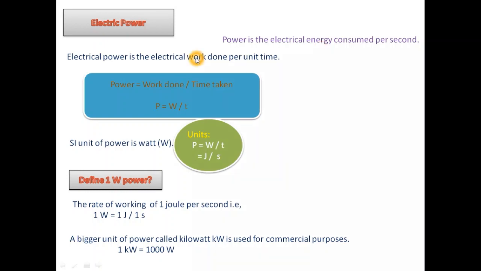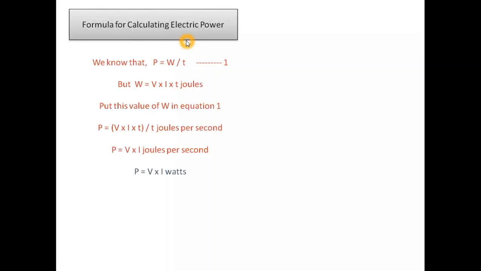Now let's look at the different formulas for calculating power. We know that power is equal to work divided by time. And we have studied that the work done by the current I, when it flows for time t under a potential difference V, is equal to V into I into t. We know that work is equal to V I t joules. That much work is done when current I flows for time t under the potential difference of V.